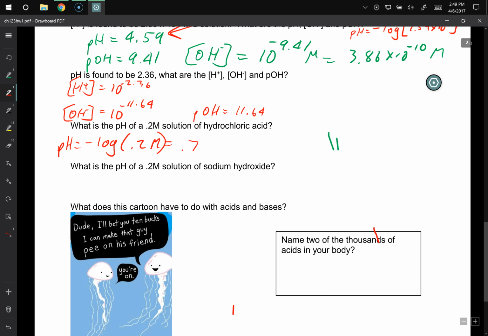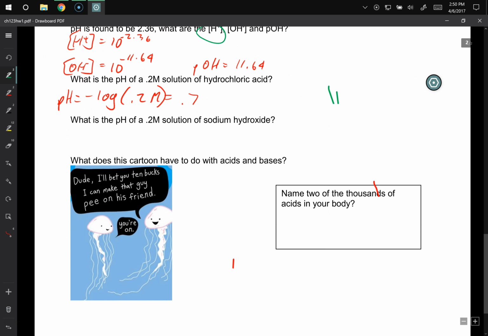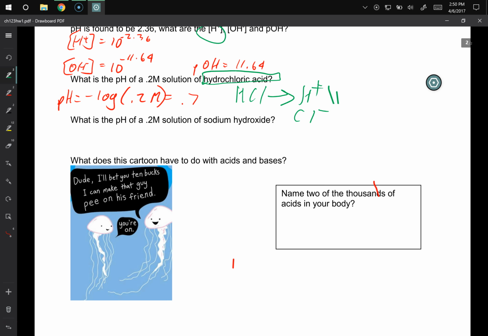How come it's okay for me to just take the negative log of the hydrochloric acid concentration? What's important to realize? It's a strong acid. Up here it was okay for me to do what I was doing because I was telling you flat out what the H plus ion concentration and the pH are. Down here I'm telling you what the hydrochloric acid concentration is, but in reality, since HCl is a strong acid, all the H's and Cl's have already been separated. So if I've got 0.2 HCl, I've got 0.2 H plus, and I have 0.2 Cl minus.